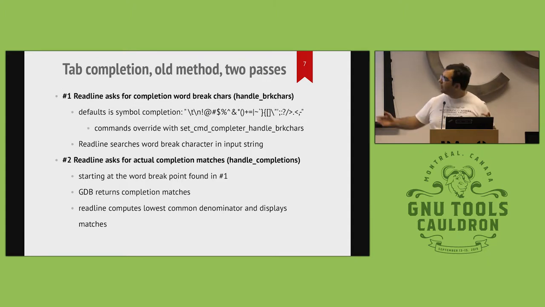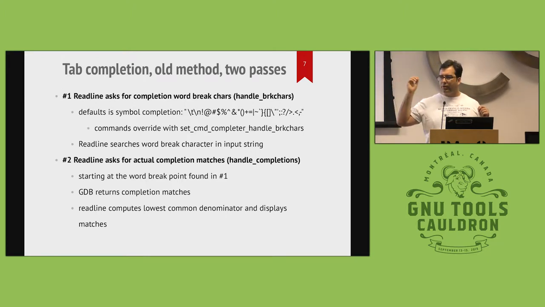By default, that's the set of characters for the C language. And any command can override that set by calling the function set command completer handle break chars. That's where the name comes from, the name of the pass. GDB hands that over to readline, which breaks the string apart, finds the word break point, and then calls GDB again. It's a different callback, but inside GDB it ends up at the same place, more or less, with a different argument saying it's now phase two.